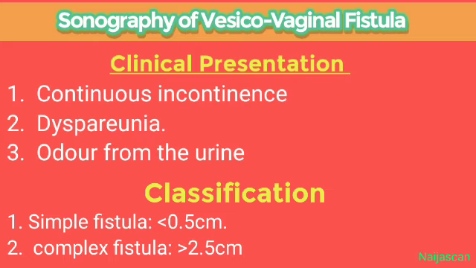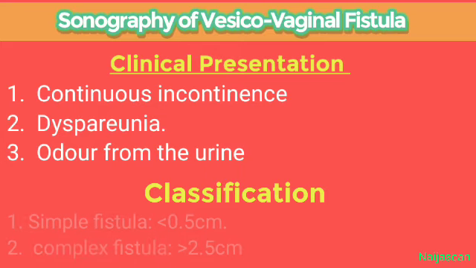Vesicovaginal fistula is classified into simple fistula and complex fistula depending on the size of the fistula. When it is less than 0.5 cm, it is called simple. When it is above 2.5 cm, it is called complex fistula.